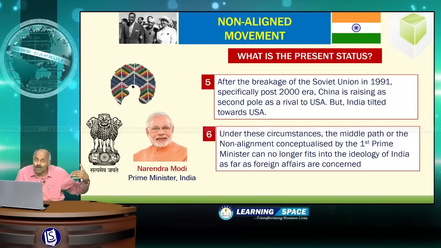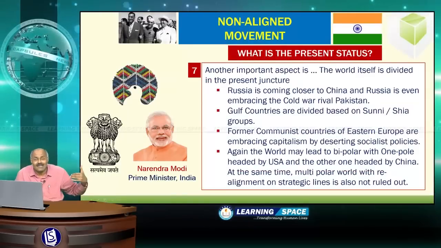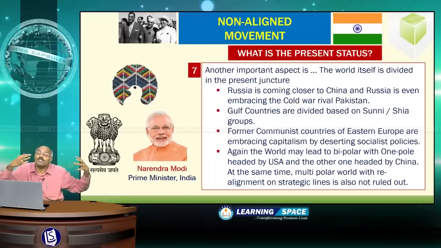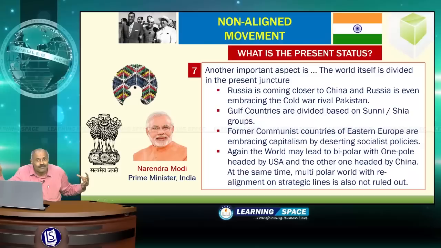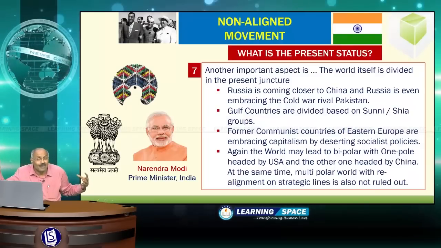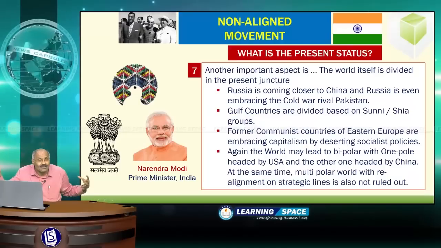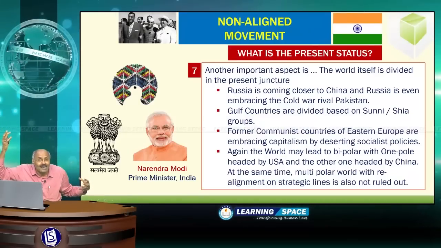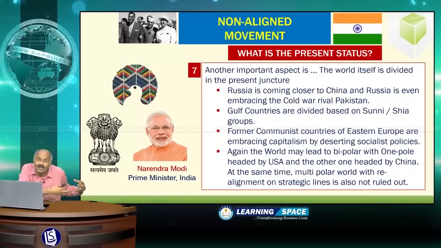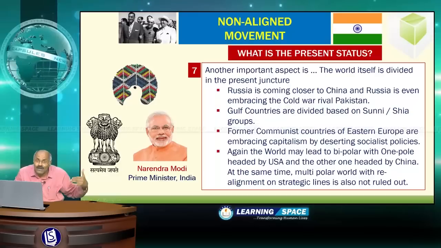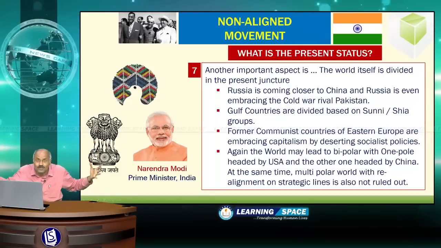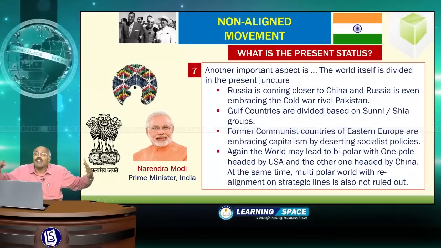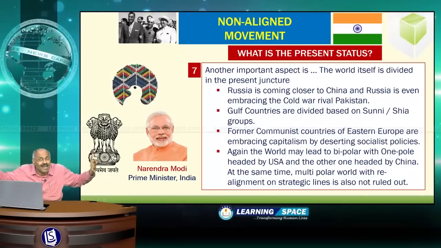And look at this point. Another important aspect is the world itself is divided at the present juncture. Russia is coming closer to China. In those days, the USSR had a lot of prominence. And now see the irony. Russia, in its truncated form from the then existent USSR, is now coming close to China. Then the second thing is, Gulf countries are divided on Sunni-Shia groups. The Sunni bloc is dominated by Saudi Arabia, the Shia bloc is dominated by Iran. So the Gulf is divided on religious lines.